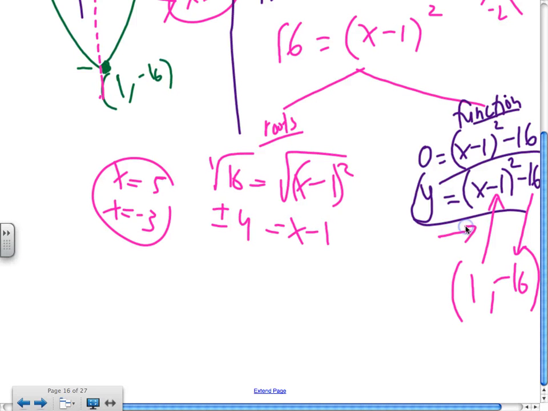The only thing that you have to be aware of is this has to be the opposite of what you see inside the parentheses. This is negative 1. Outside it's going to be a 1. The negative 16 outside the parentheses stays the same. But you are getting the same exact vertex when you complete the square as well. Hey, if you want to do it that way, sure you can.